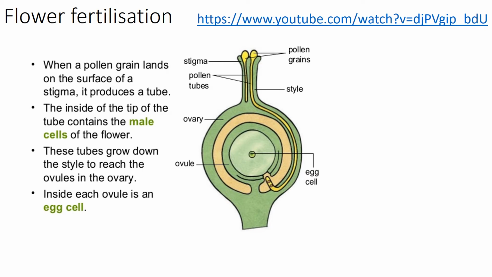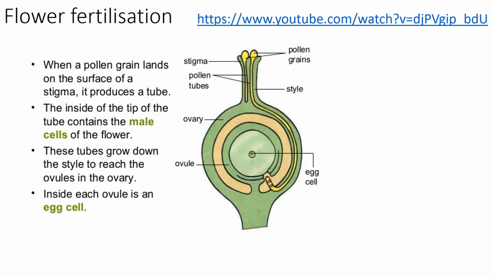So the inside of the tip of the tube contains the male cells of the flower. Just like a sperm cell's got a big long tail and the head of it contains the male sex cells. In a flower it's slightly different and you've got the pollen tubes which contain the male gamete cells. So these tubes grow down the style to reach the ovules in the ovary.